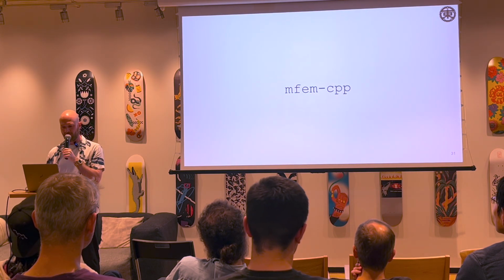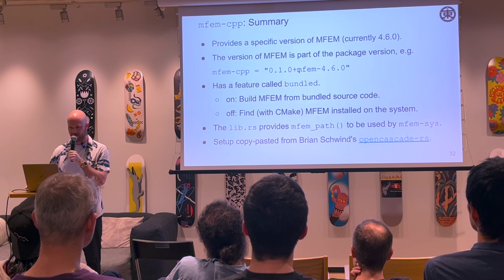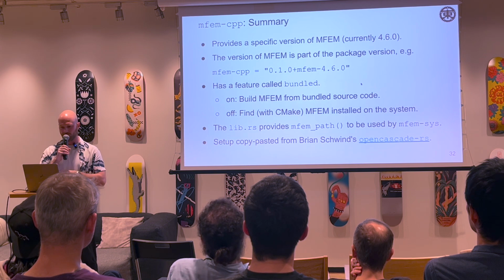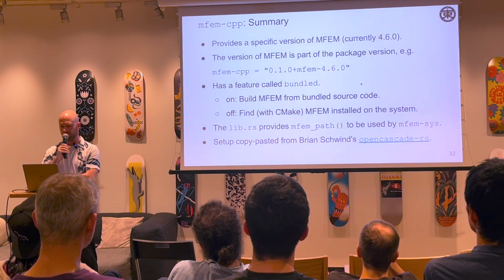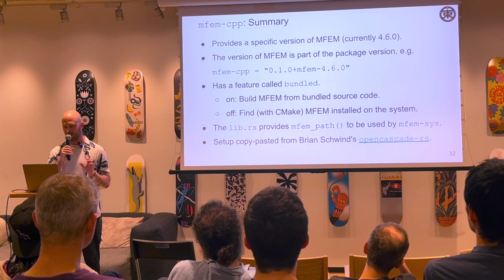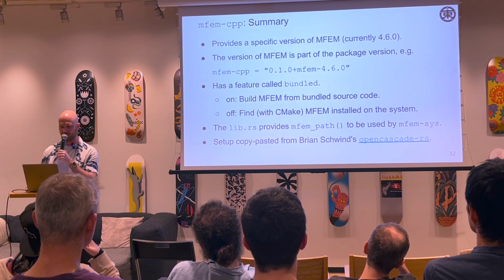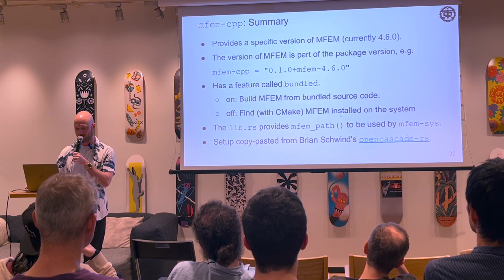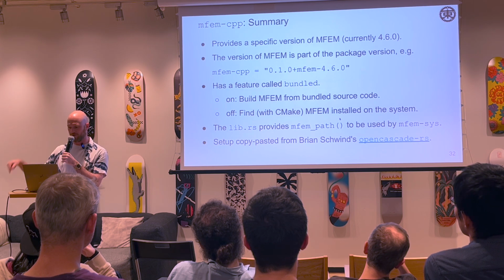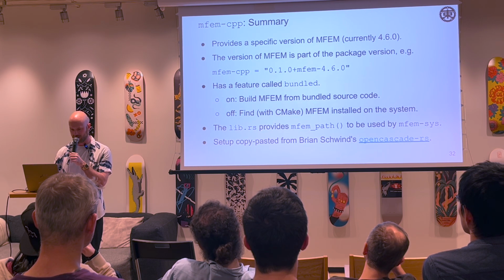All right, very briefly about MFEM CPP. It provides a specific version of MFEM. That version is in fact encoded into the version of this crate itself. It has a feature called bundled. It is on by default. When it's on, then MFEM is built from the sources that are bundled internally. And if you have it off, then it's just going to use CMake to attempt to find MFEM installed on your system. And it just provides some rudimentary machinery for MFEM sys to hook into so it can find MFEM, regardless of whether it was built from source or you have it installed in your system, and link against it.